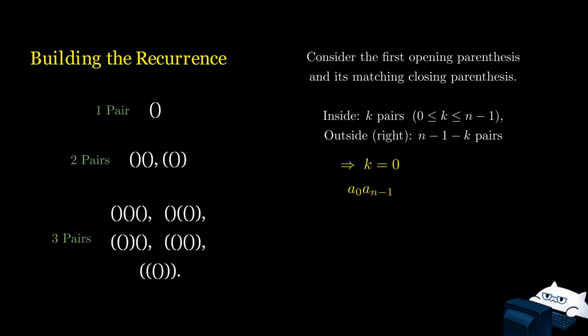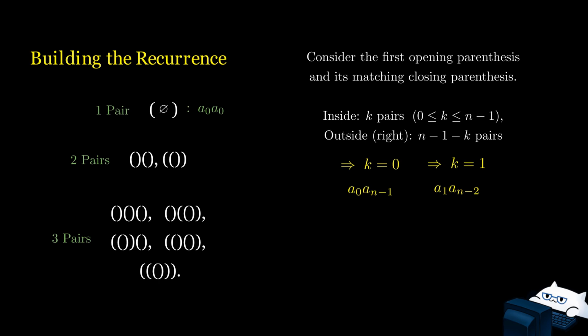Or, if there is one pair inside, that is k equals 1, then necessarily there are n minus 2 pairs outside, making for a1 times an minus 2 possibilities. Take our one pair, or n equals 1 case for instance. Denoting the lack of pairs inside by the empty set, our total possibilities for it would be a0 times an minus 1, or better, a0 times a0, implying a0 equals 1.